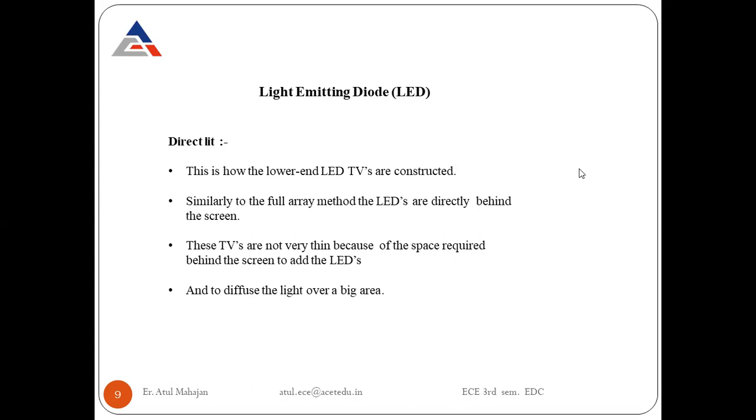Similar to the full array method, the LEDs are directly behind the screen. So this kind of LEDs are not at the bottom edges or at the front edges. They are directly at the back end of the LED screen. These TVs are not very thin because of the space required behind the screen to add the LEDs.